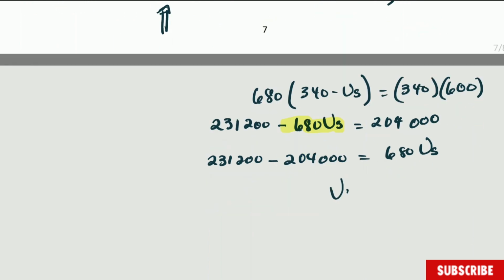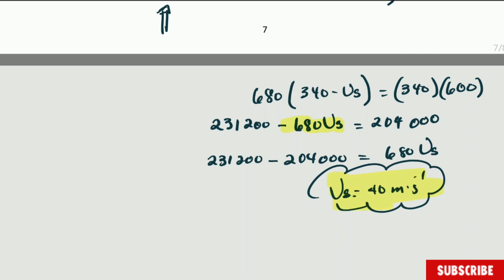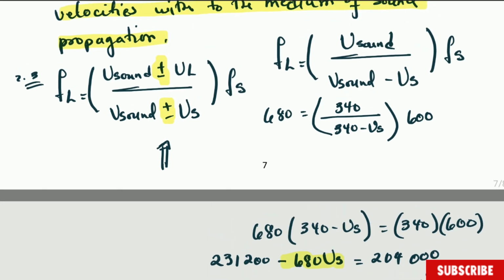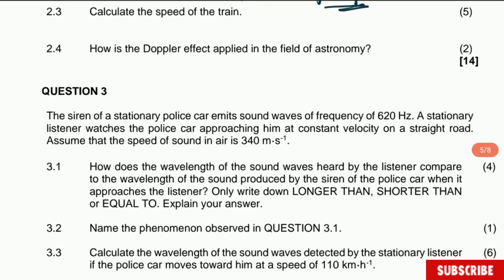You get that the speed of the source is equal to 40 meters per second. And guys, this is the answer for this very simple first calculation, that is 40 meters per second. So let's go to the next one.